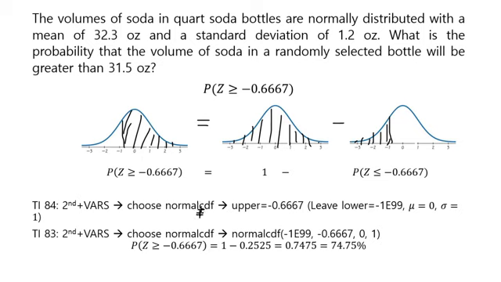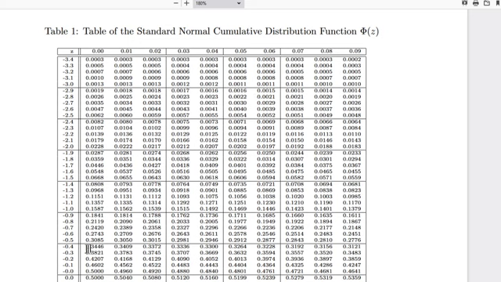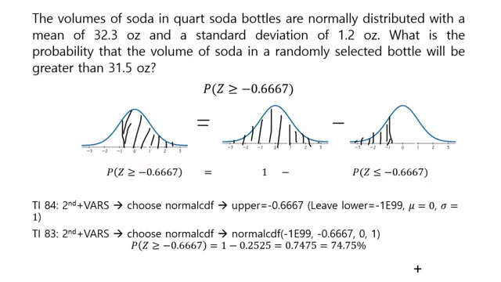Now, some teachers ask you to use a chart. In that case, you may be given a chart like this one, and you go to negative 0.6 and 0.7. The problem with the chart is that you can't do negative 0.6667. If you round it to the nearest, it's negative 0.67, right? And if you look at the value, this is 0.2514, not 0.2525. But that's still a good approximation. So you use this value, and if you subtract 1 minus 0.2514, you're going to get 0.7486, not 0.7475. So that will be another answer if you're not allowed to use a calculator to do it.